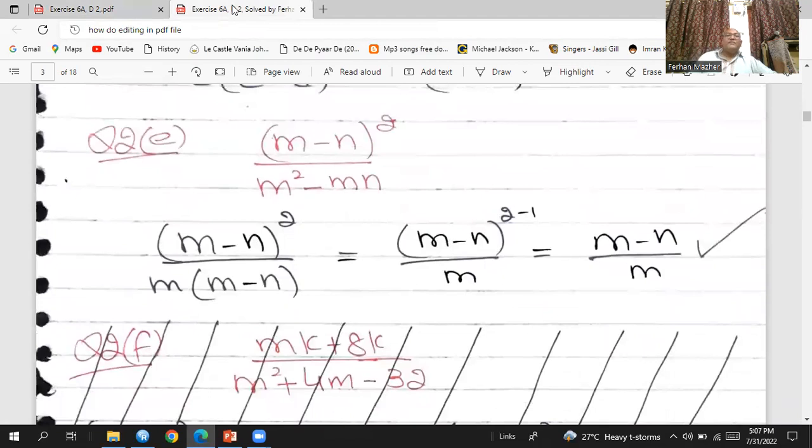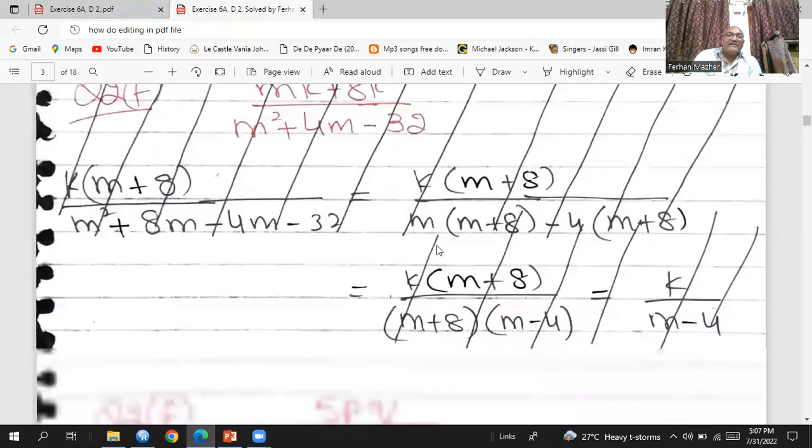Okay, so the E part is showing up on your screen. So m minus n whole square divided by m square minus mn. From the denominator, I will take the m common. So in the denominator, you will have bracket m minus n. This m is common, so the bracket m minus n. So these two brackets are the same. Here the power is 2, here the power is 1. So in the numerator I can write m minus n whole bracket raised to power 2 minus 1. And in the denominator, you will be left with the single m. So upstairs, you are left with the m minus n, and downstairs, you are left with the m. So this is how you will do the question number 2, and it's the E part.